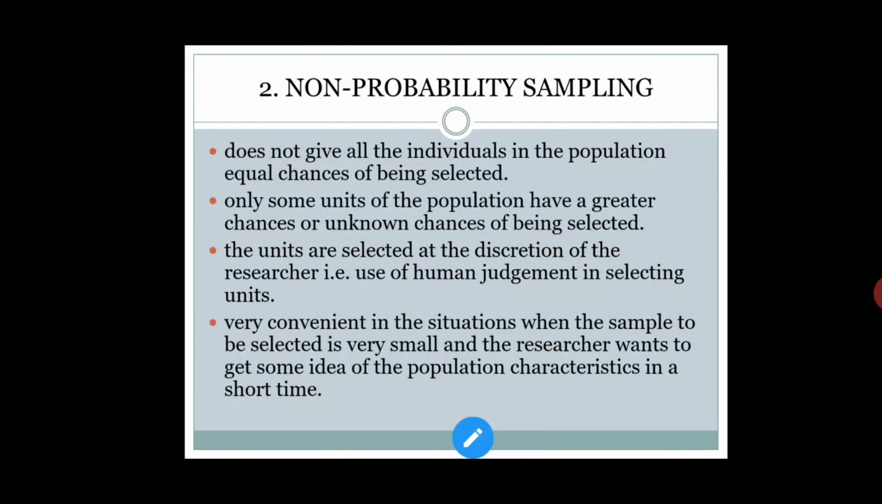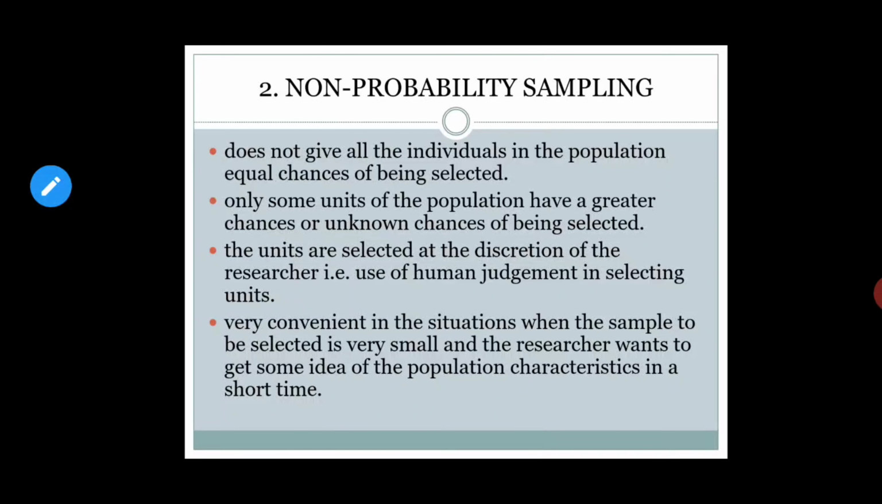Now this is the second type of sampling, non-probability or non-random sampling. So what is non-random sampling? It does not give all the individuals in the population equal chances of being selected. So obviously this contradicts probability sampling. In probability sampling, each individual has equal chances of being selected, but not in the case of non-probability sampling. Only some units of the population have greater chances or unknown chances of being selected.